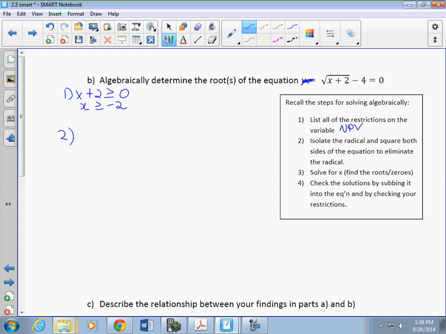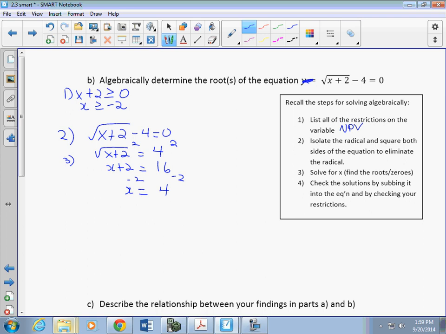So I have the square root of x plus 2 minus 4 equals 0. So then this becomes the square root of x plus 2 is equal to 4. I square both sides. X plus 2 is equal to 16. Subtract 2. X is equal to 14. So this is steps 2 and 3.